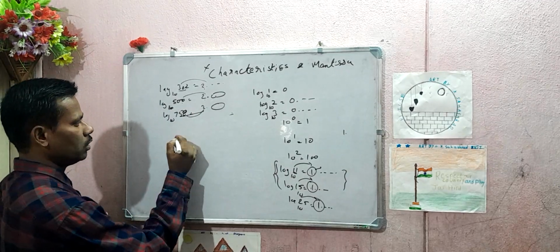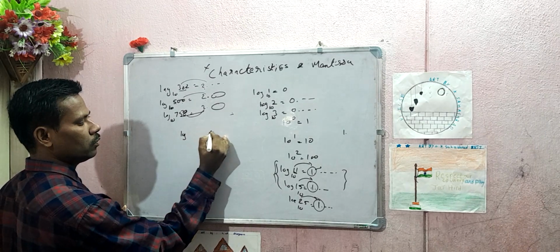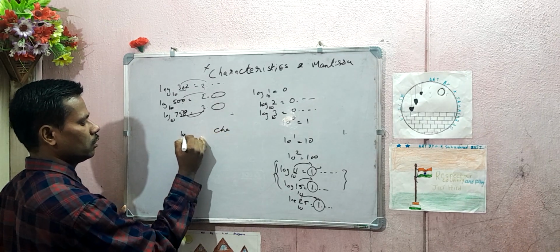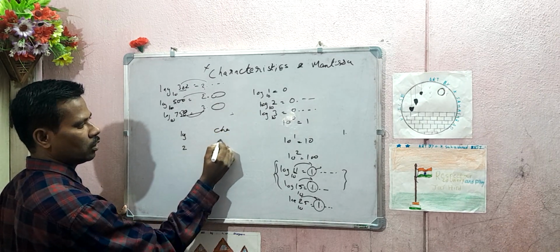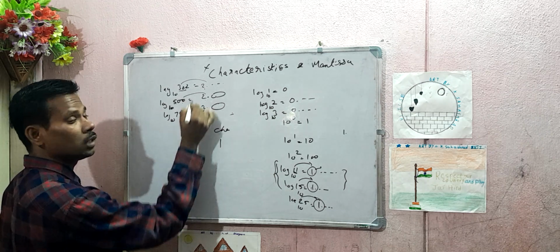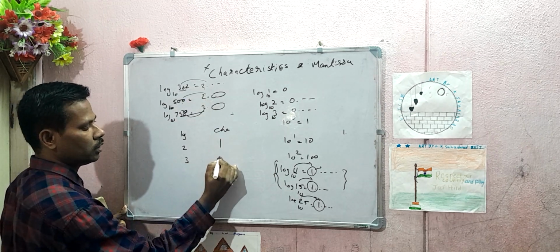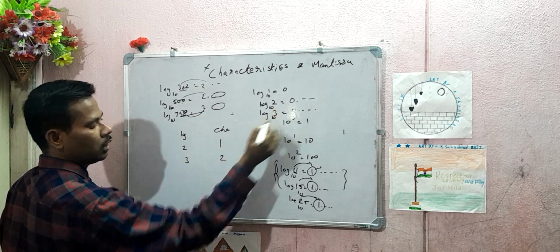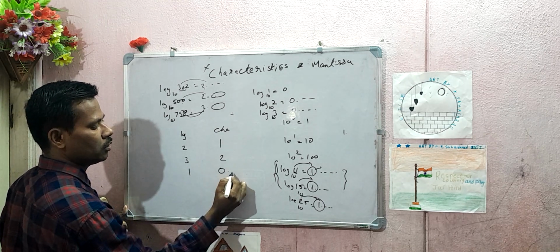I am writing here logarithm characteristic. For a 2-digit number, the characteristic is 1. For a 3-digit number, just see this example, the characteristic is 2. For a single digit number, the characteristic is 0.